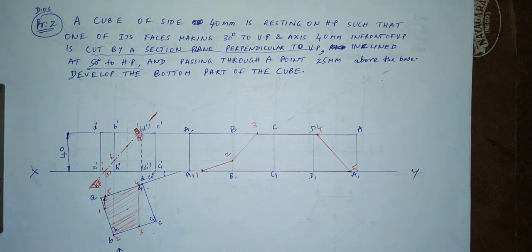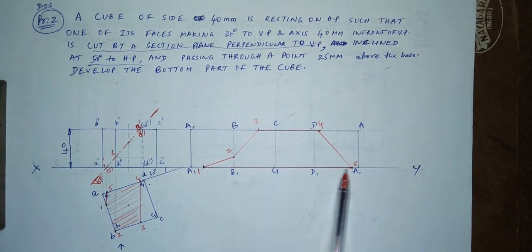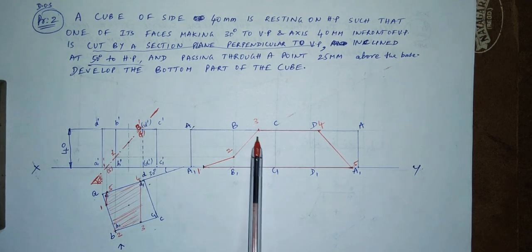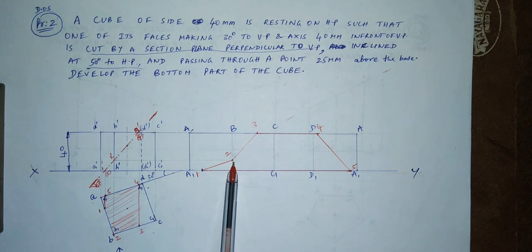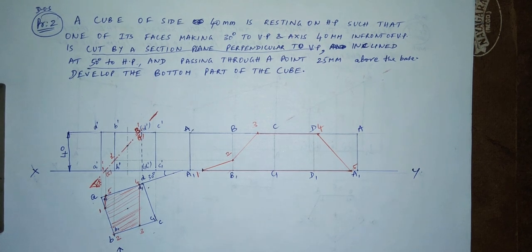So that will be convenient for me. You could do as you please, but make sure that the points 1 and 5 are on the bottom base, 3 and 4 on the top base, and 2 is on the lateral surface, that is on the BB1 line. So this is it. Okay, this is your development of the surface.